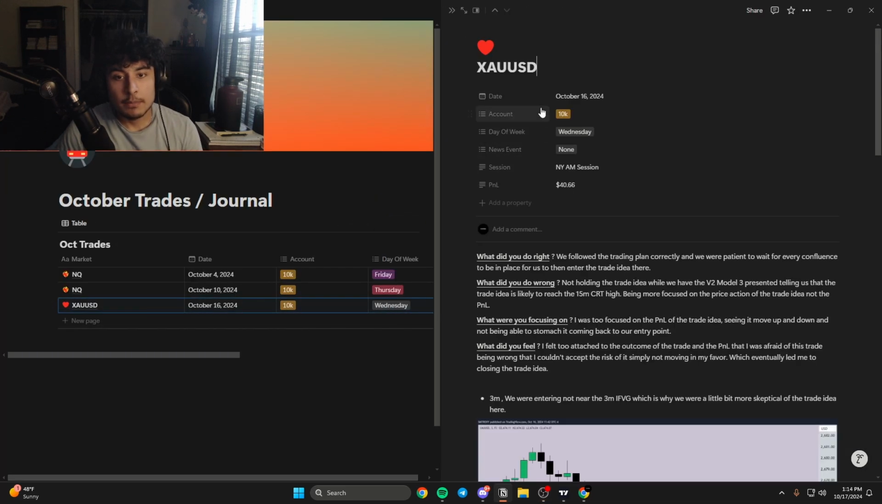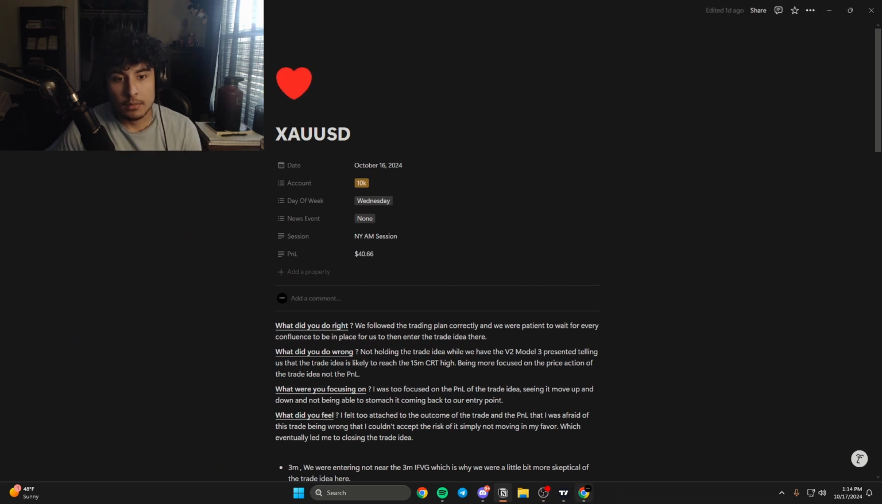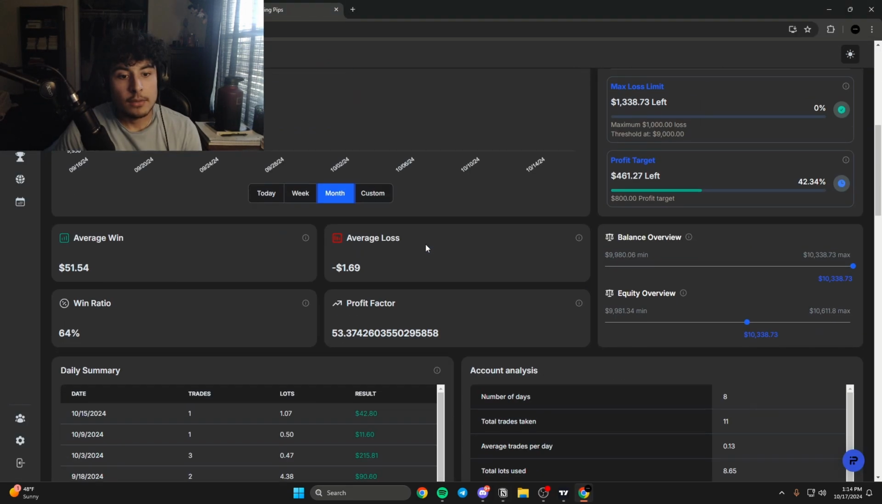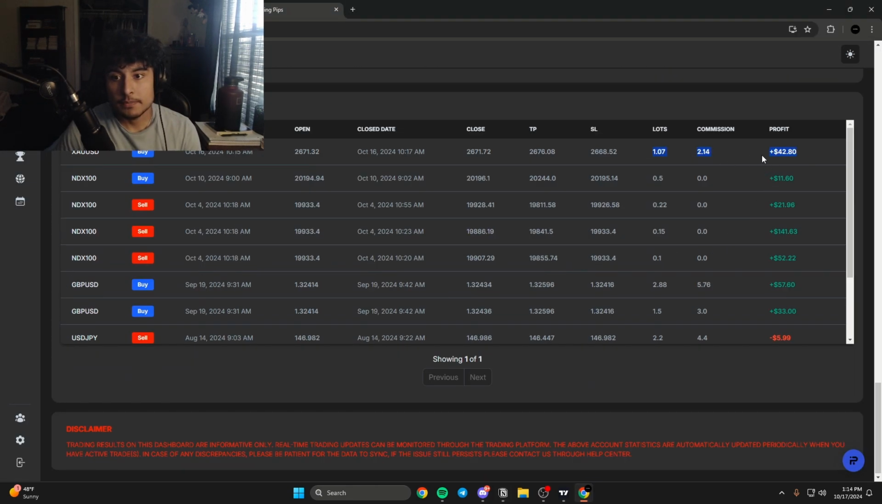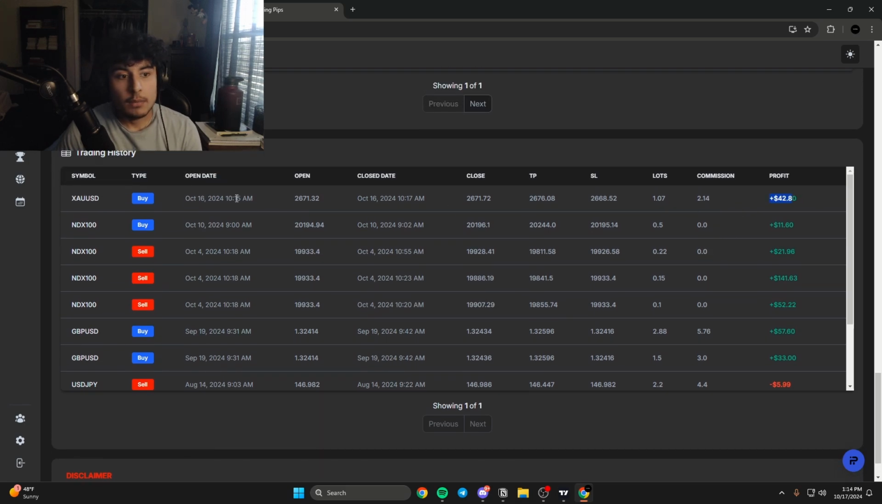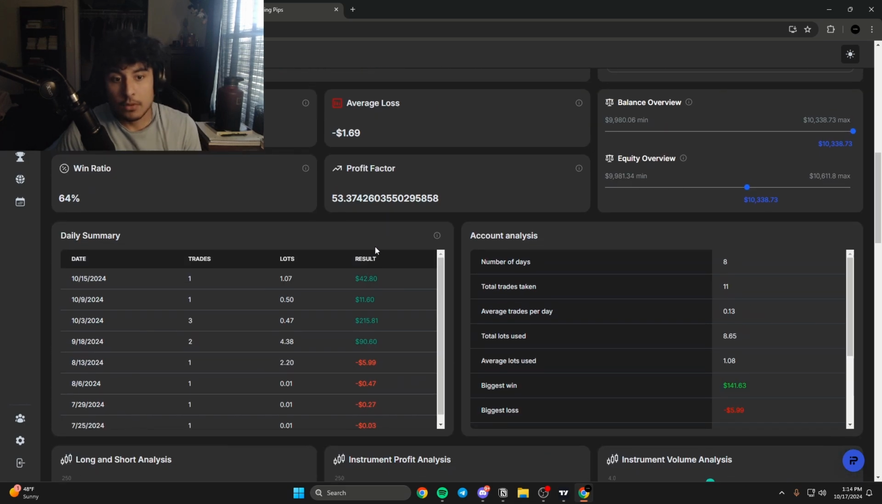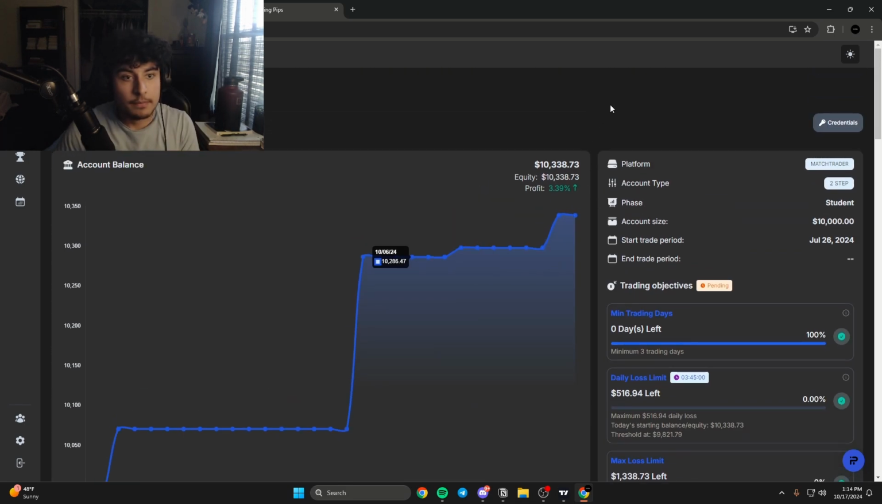I'm going to show you guys one trade that I have taken, and this was recent. You can see we just had $40, and it was this one right here on gold, $42. I was counting the commission. And so yeah, it's like $40. This is a gold trade, October 16th, recent on this account here, fully transparent, no hiding anything.